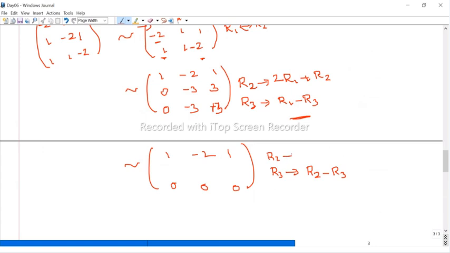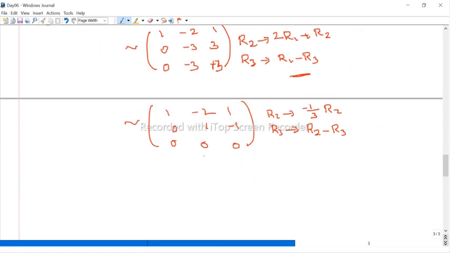What about the second row? We have to multiply by minus 1 by 3, minus 1 by 3 times the second row. So therefore we get 0, and here minus times minus means 1, and this is minus 1. Now we have to make the entry above it 0. Therefore finally we get, you just multiply the second row by 2 and then add. Therefore 1, 0, minus 2 plus 1 means minus 1, and 0, 1, minus 1, and 0, 0, 0.